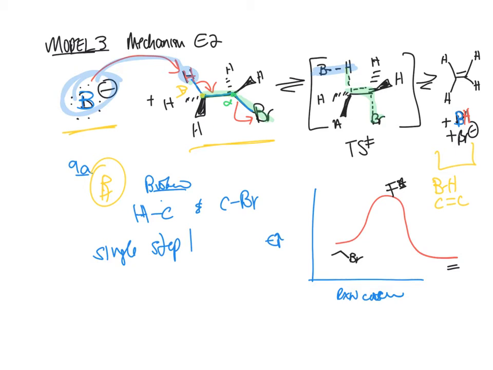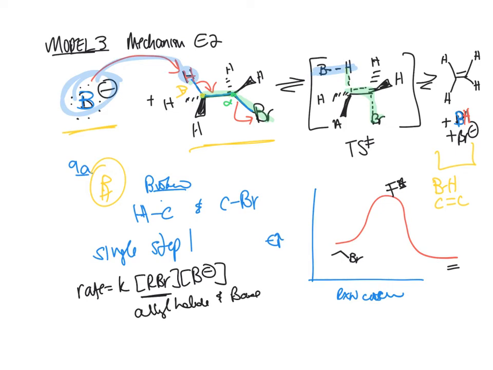And I think C kind of does the same thing. You see how you have your rate equals, and it should be k times RBr times your base. Okay, so I would write that down. The reaction rate is dependent on both the concentrations of your alkyl halide and your base. And it's concerted. It's a concerted reaction.